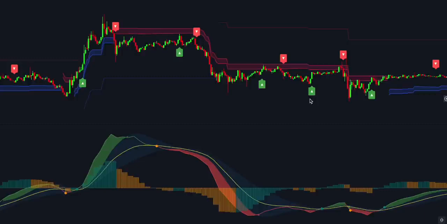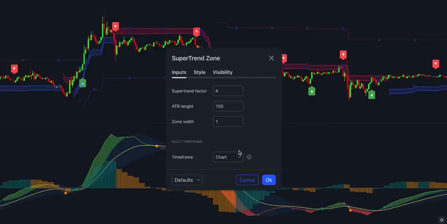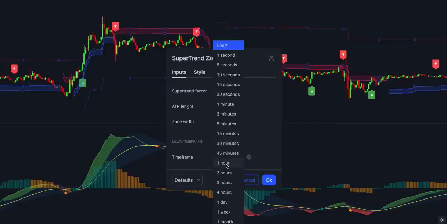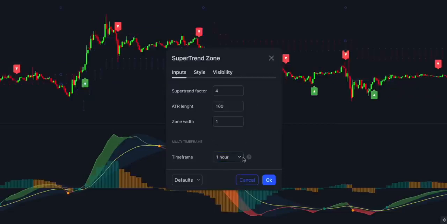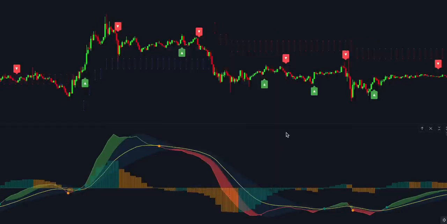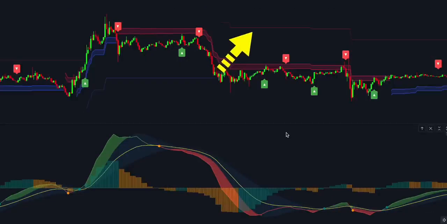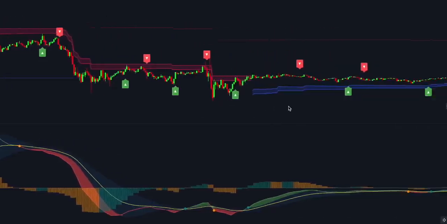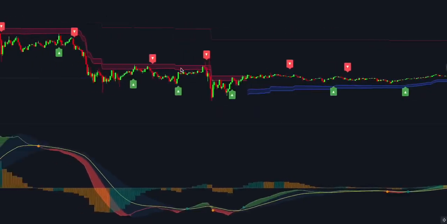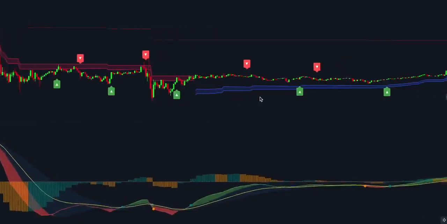This indicator is also multi-time frame. For example, if we change the time frame to a higher one, the plots will appear dashed. I recommend keeping the setting as default. The Super Trend Zone consists of two super trends. The slower one shows the bigger picture. It does not react to sudden price spikes. It smooths out the price even when it consolidates. A faster super trend is more reactive to short-term price changes.